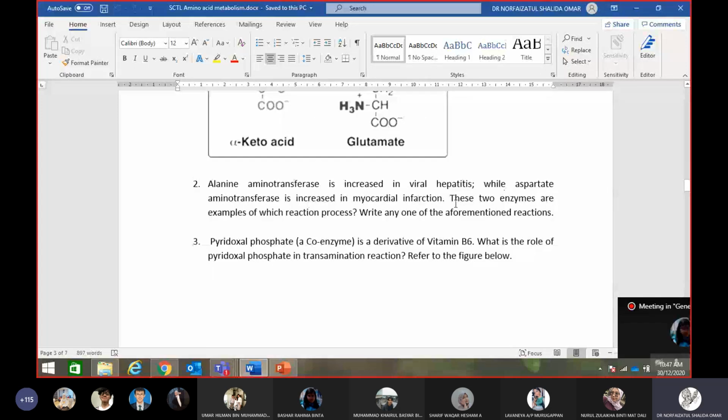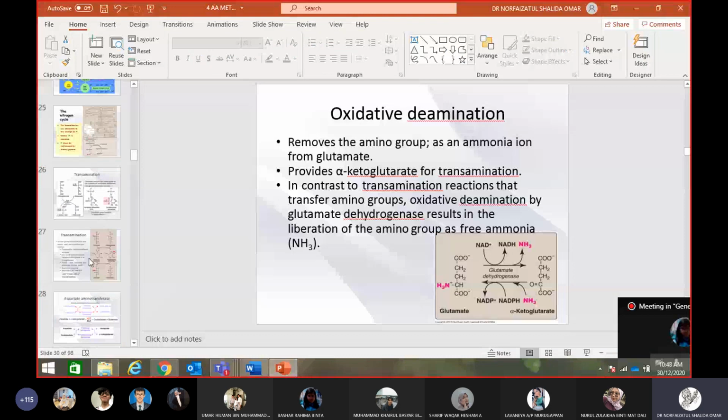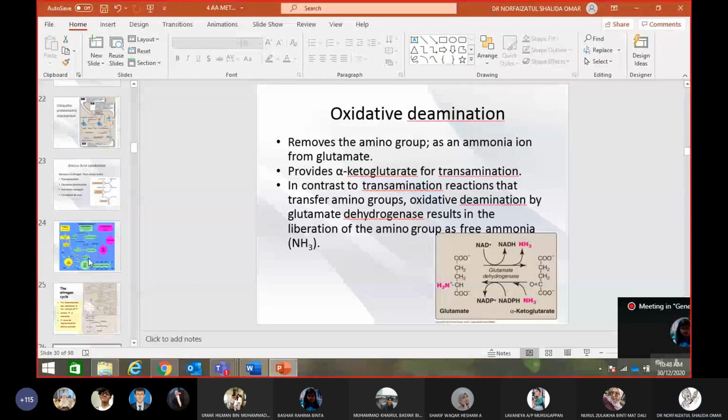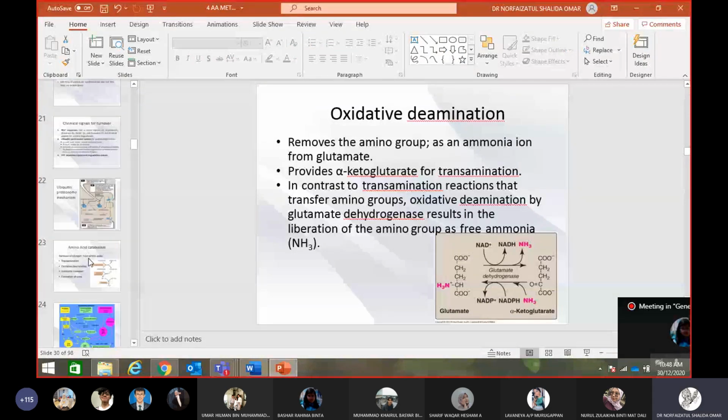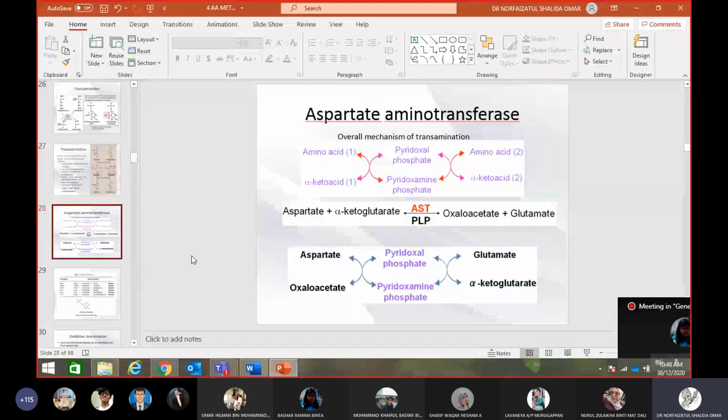These two enzymes are examples of which reaction? Alanine aminotransferase and aspartate aminotransferase are the main enzymes in the transamination process. The liver is the main site of transamination, so all this process occurs mainly in the liver. Aspartate and alpha ketoglutarate: this one is aspartate aminotransferase.